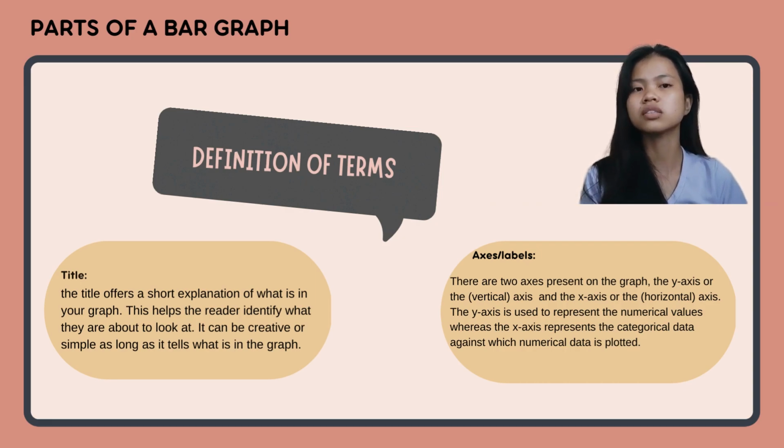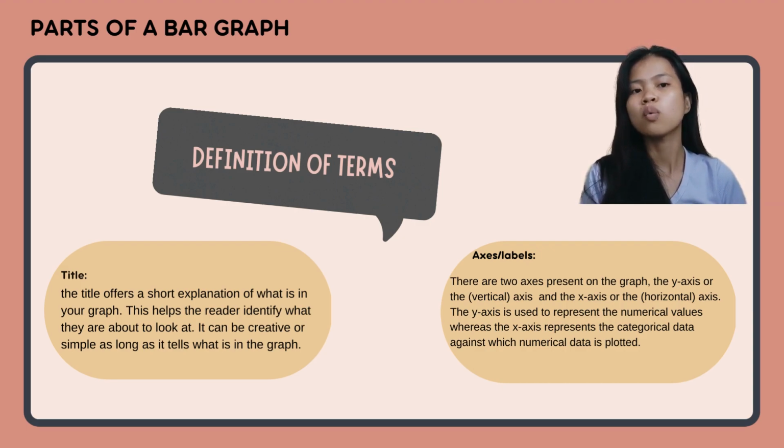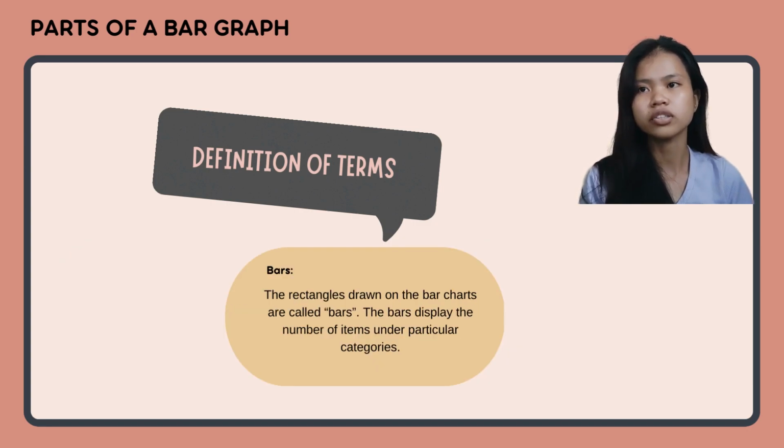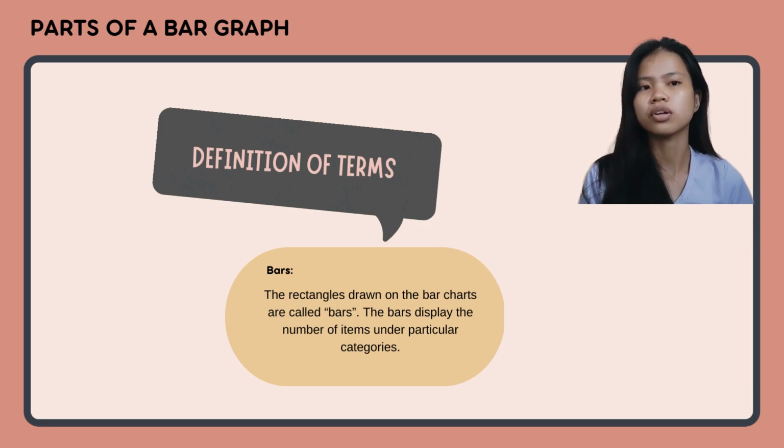Next is the axes or the labels. There are two axes present on the graph: the y-axis or the vertical axis and the x-axis or the horizontal axis. The y-axis is used to represent the numerical values, whereas the x-axis represents the categorical data against which numerical data is plotted. Next is the bars. The bars are the rectangles drawn on the bar charts. The bar displays the number of items under particular categories.